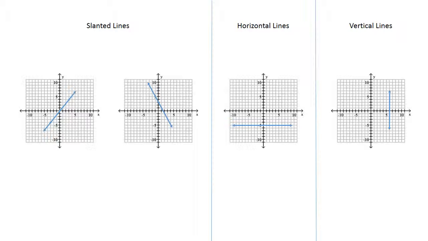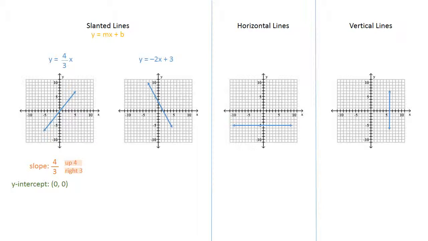So for slanted lines, these can all be in the format y equals mx plus b. Some of them are going to have just y equals mx. That's okay because the b on those is going to be 0. The slope on this particular one is 4/3, where you would go up 4 and right 3, and your y-intercept on this one would be 0, 0.